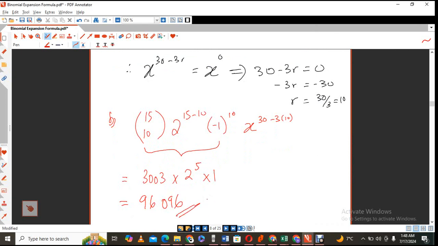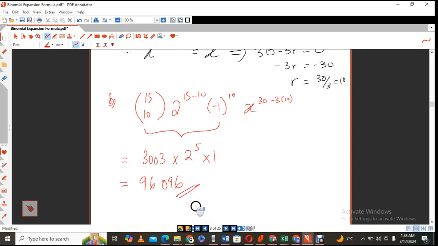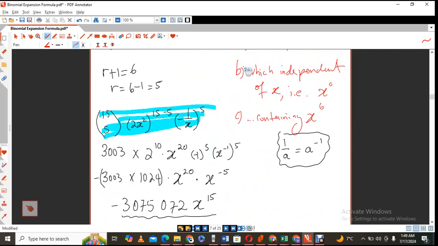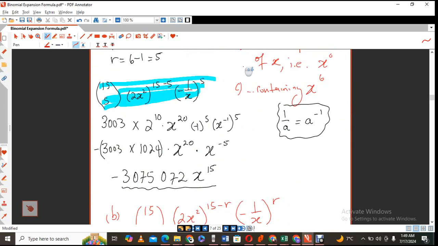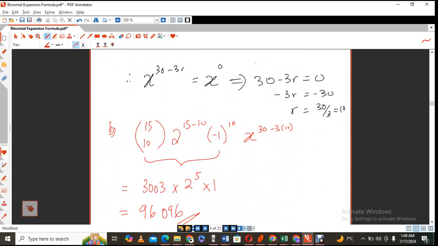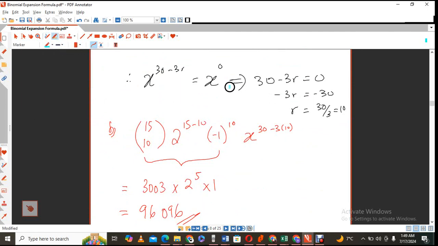All right, so the answer here for B will be 96,096. And that is the term independent of x. You can see it doesn't have an x because it's just a constant term. So when they ask me at part C for the term containing x raised to the power of 6, I'm going to use the same scenario here, but we are just going to change this now to a 6.